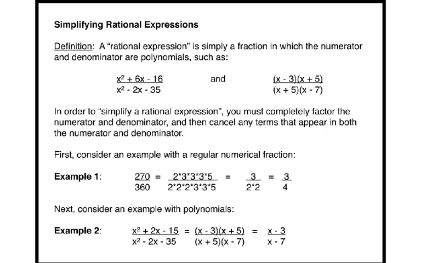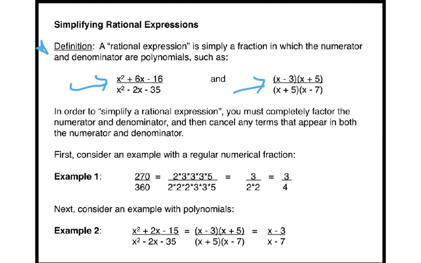This lesson is about simplifying rational expressions. Keep in mind the definition. A rational expression is simply a fraction in which the numerator and denominator are polynomials, such as this rational expression. You have a polynomial in the numerator and a polynomial in the denominator. This is also a rational expression. It has simply already been factored.